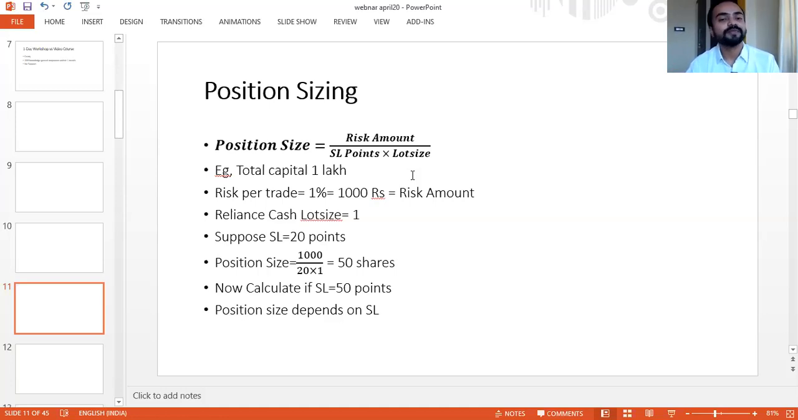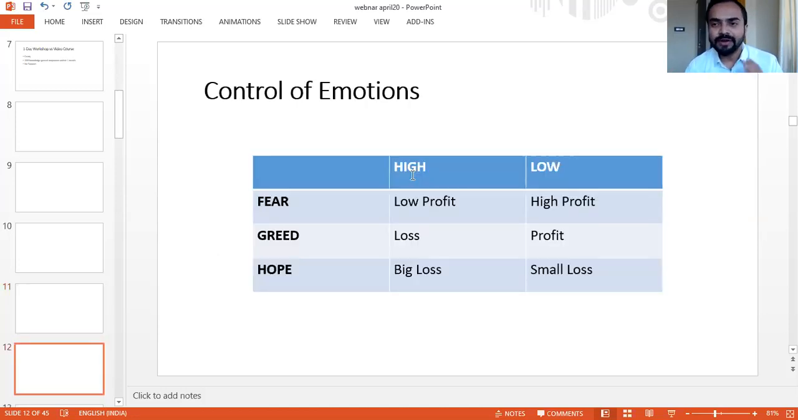So very good. And we'll move ahead to the next point, which is control of emotions. This is a very important part here. Three most important emotions which come in trading are fear, greed, and hope. So we'll see one by one.